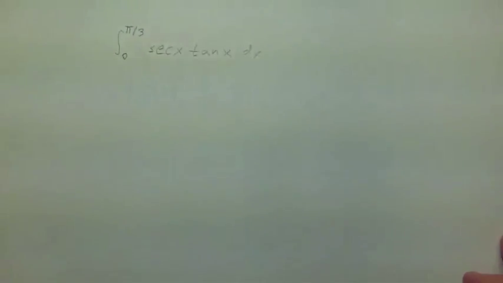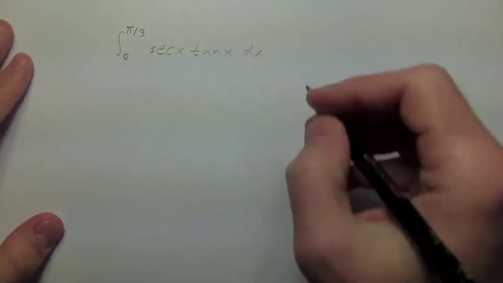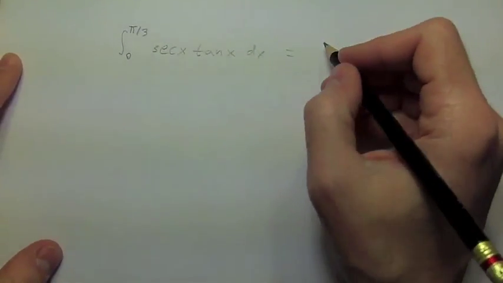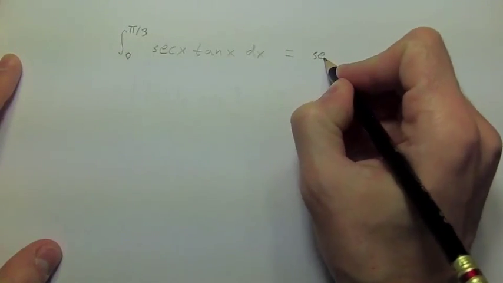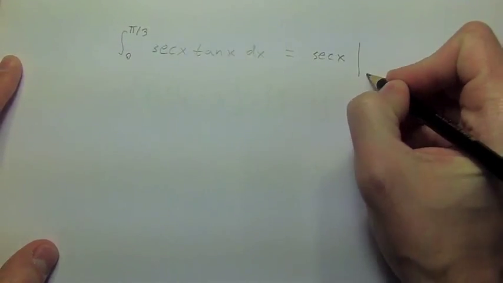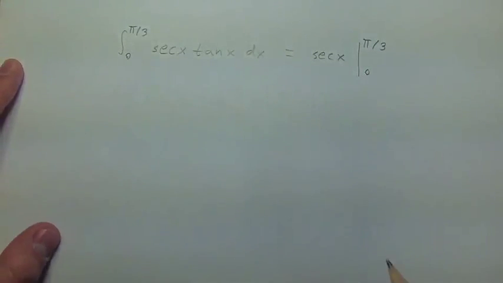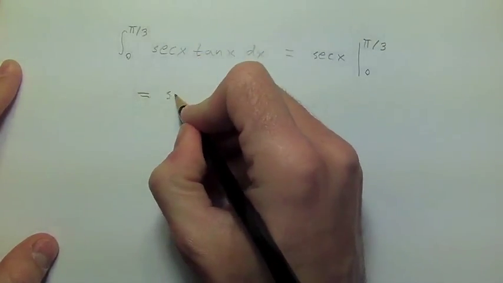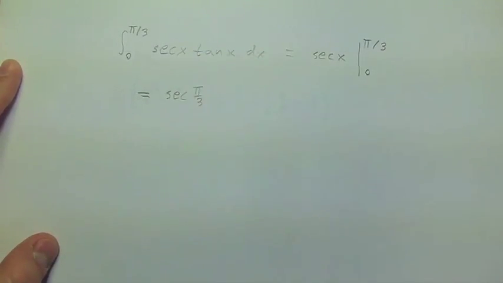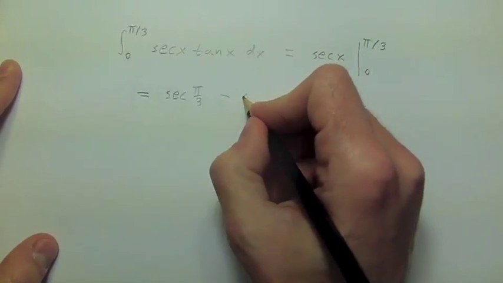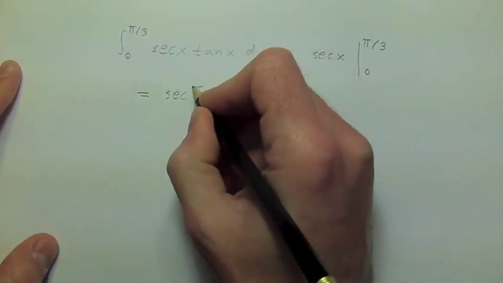All right, next example, let's say we have the definite integral from 0 to pi over 3 of secant x tangent x dx. Okay. So what's the antiderivative of secant x tangent x? Well, I hope you all said secant x. You should definitely know that. We're going to evaluate that from 0 to pi over 3. So this is going to be secant of pi over 3 minus secant of 0.